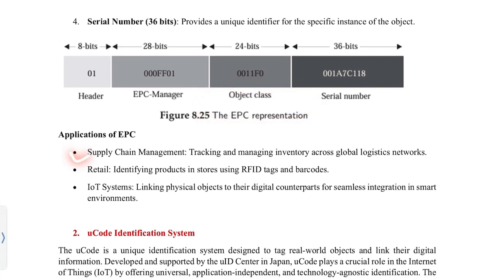Speaking of applications: supply chain management, retail and IoT systems. In supply chain management, tracking and managing the inventory across global logistics, and in retail, identifying products using RFID tags and barcodes. In IoT systems, linking the physical objects to digital counterparts for seamless integration in smart environments.